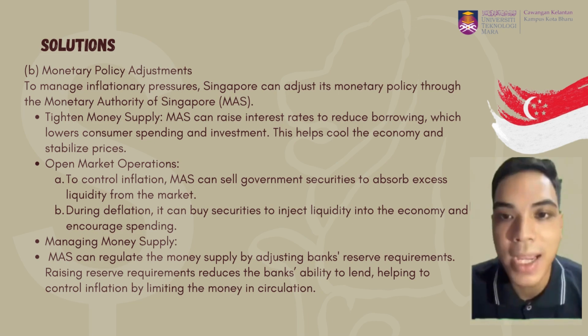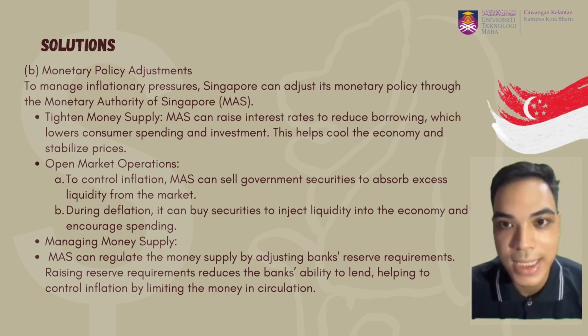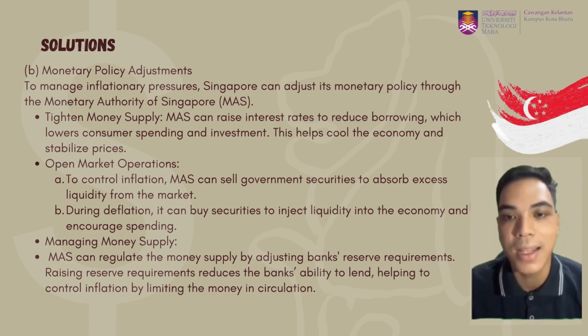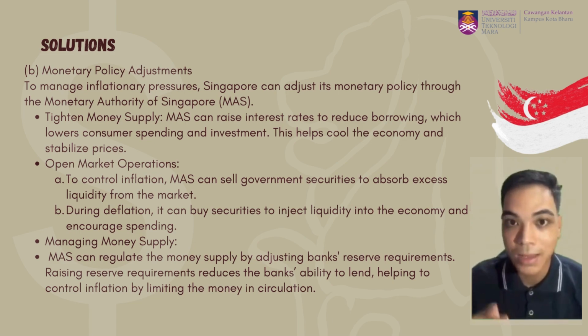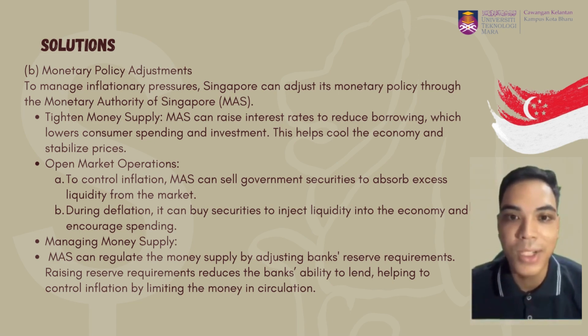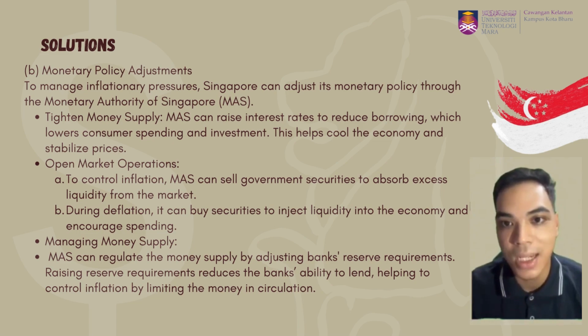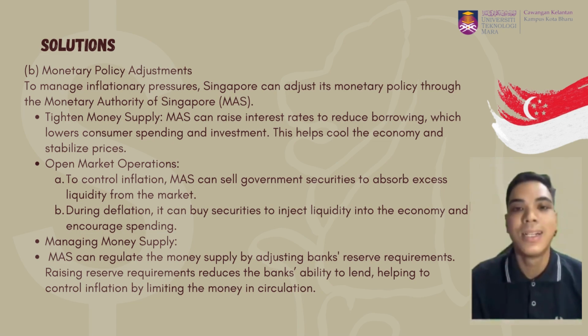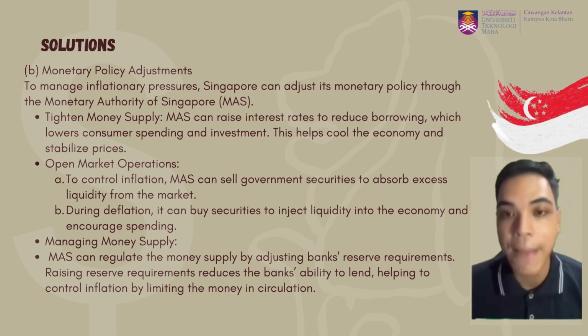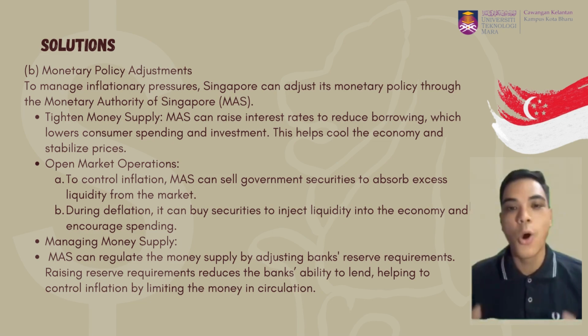Second is open market operation, OMO. To control inflation, MAS can sell government securities, which absorbs excess liquidity from the market. Conversely, during deflation, MAS can buy securities to inject liquidity, encouraging spending and economic activity. Third is managing the money supply. MAS can also adjust bank reserve requirements. By increasing reserve requirements, banks have less money to lend, limiting the amount of money in circulation and helping to control inflation. Through these monetary policy tools, MAS ensures that inflation remains under control while supporting sustainable economic growth.